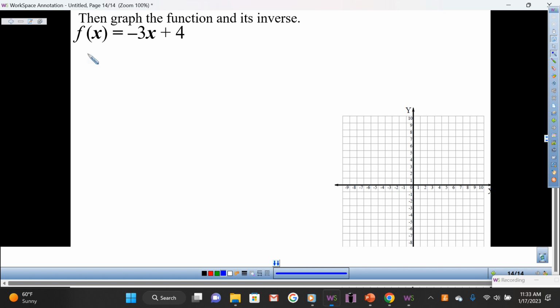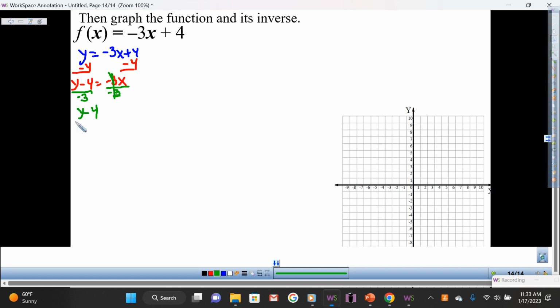All right. Change f of x to y, and we end up with y equals -3x plus 4. Continue. Subtract 4. We end up with y minus 4 equals -3x. Continue. Divide by -3, divide by -3, so we end up with y minus 4 over -3 equals x.